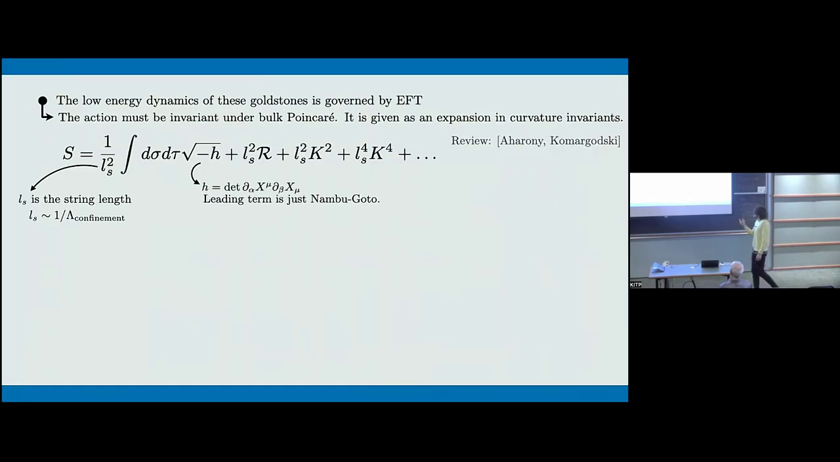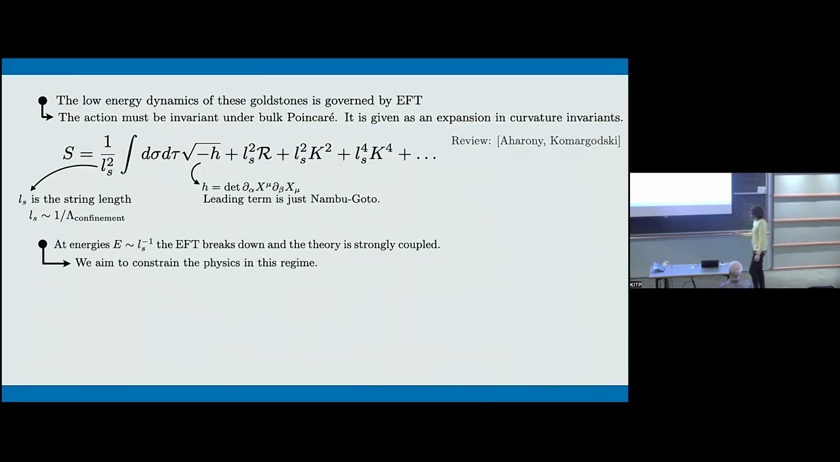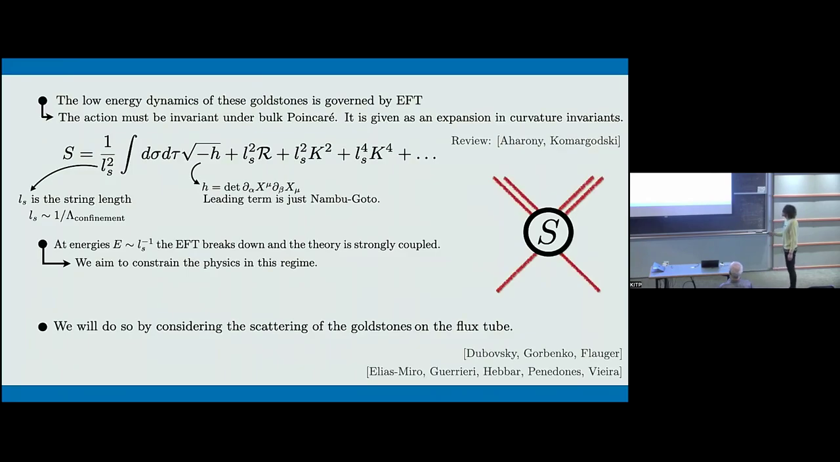And as I said, the first term is just the Nambu-Goto action. And this determines the dynamics at low energies, but at energies of order inverse string length, the effective field theory breaks down and the theory becomes strongly coupled. And our goal will be to constrain the physics in this regime. So we'll do so by considering the scattering of these Goldstones on the flux tube.